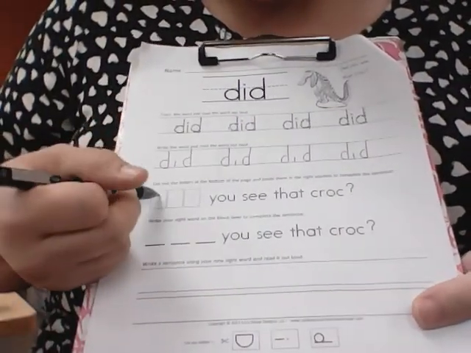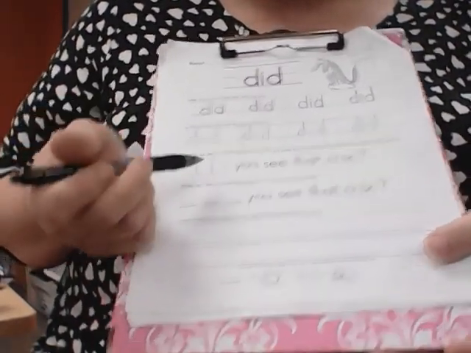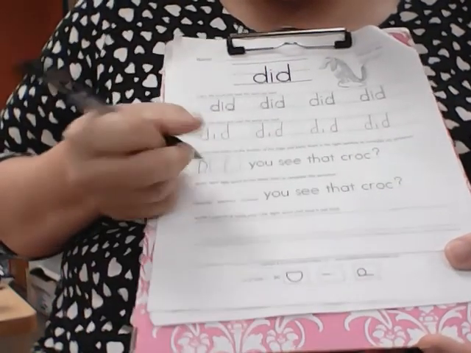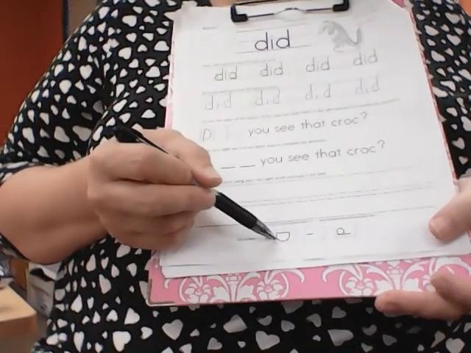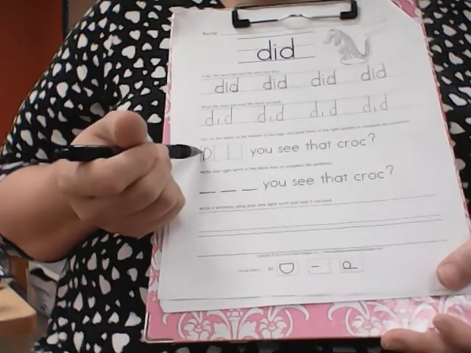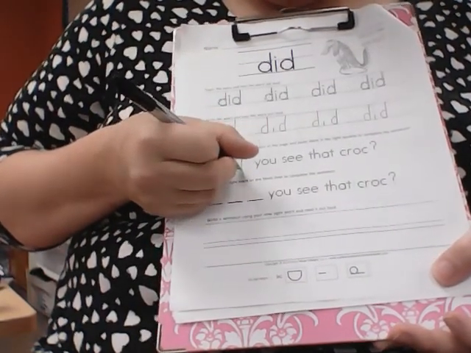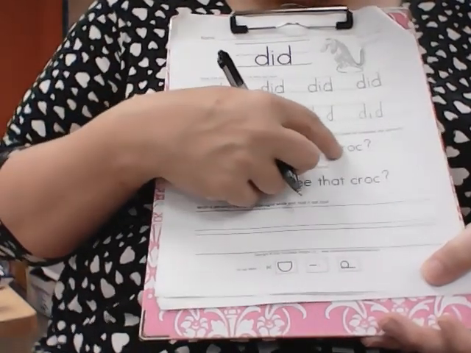Okay, now down here, I can do two things. I can cut these out and glue them on here, or I can just write them in. I'm going to write them in. D, the D is capitalized, and you'll notice that down here as well. There is a capital D and there's a lowercase d. The capital D goes first because it is the beginning of the sentence. D, I, D. Did you see that croc?